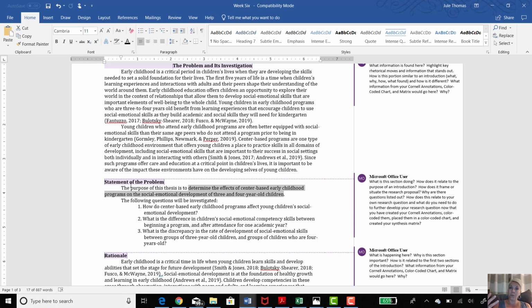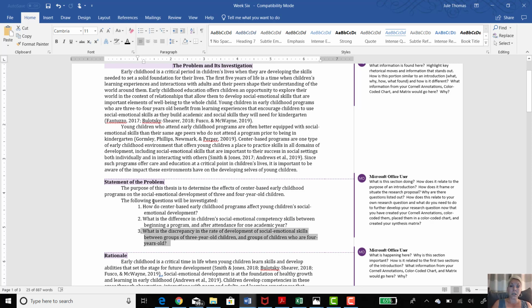And I'm going to organize my paper in kind of this order. How do center-based early childhood programs affect young children's social emotional development? What is the difference in children's social and emotional competency skills when beginning a program and after attendance for a year? What is the discrepancy in the rate of development of social emotional skills between the groups of 3-year-old children and groups of children who are 4-year-olds? Is there a difference between their development? Obviously, there probably should be, right?